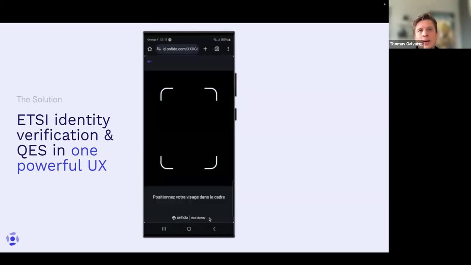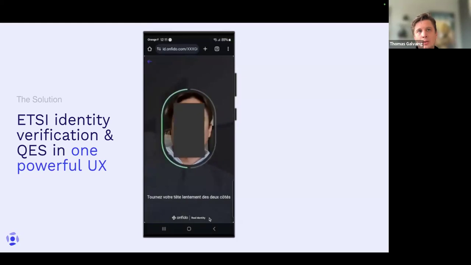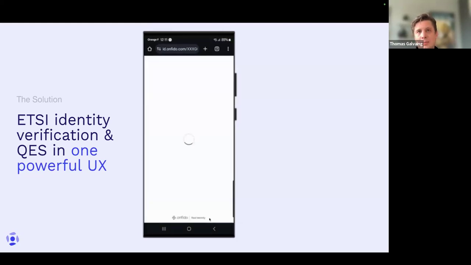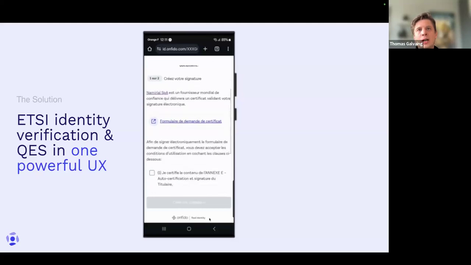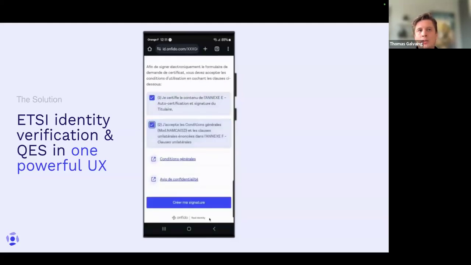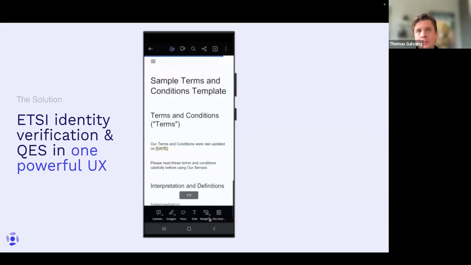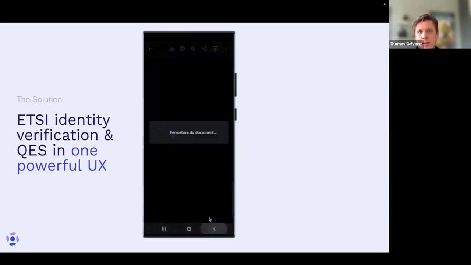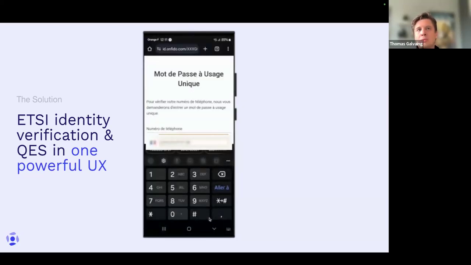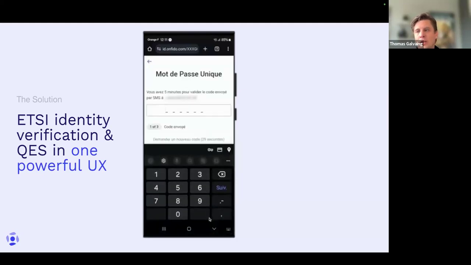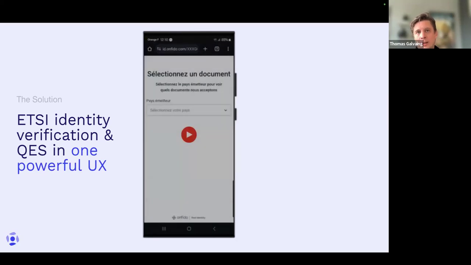Then we capture the face to bind the user with the document and to detect liveness. Finally, the user has to explicitly accept the issuance of the qualified certificate that will be used to sign the document. And when it's done, he can access the document to sign. This document is provided by our customer. It could be general terms and conditions or any subscription contract. And finally, the user will complete an OTP process to secure the process. As you can see, the user flow is very smooth.